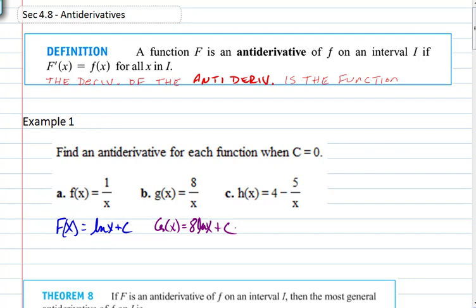If you've got a constant on top, you just bring that constant multiple out in front. But isn't this equivalent to the natural log of x to the 8th, using the power rule, plus c? How about h of x? What can I take the derivative of and get 4? Look at the pattern we just did. This is going to be the natural log of x to the 5th plus c, where c is any constant.